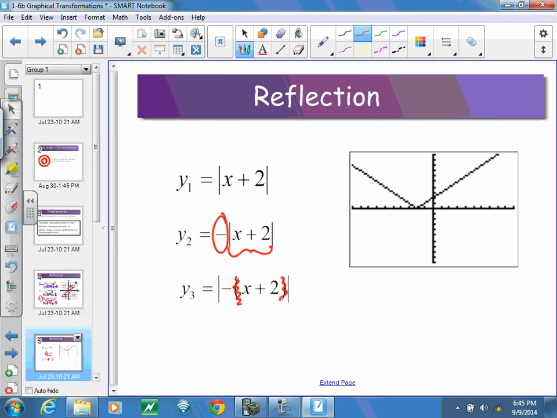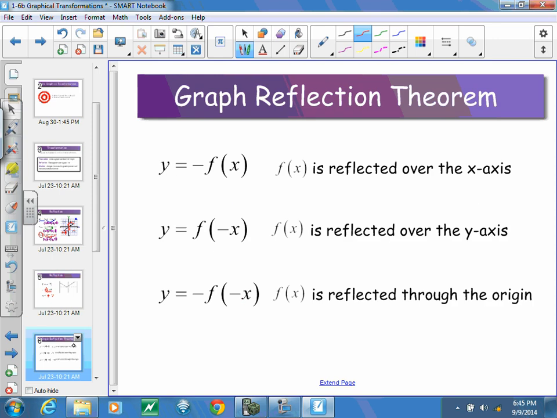So you have inside and outside change that are taking place. When you have an outside change, so you have a negative f of x, you are going to reflect that graph over the x-axis. When you have an inside change, and that means taking the x that's inside your function and making it negative, you're going to end up doing a reflection over the y-axis. If you do both, so you have an outside change and an inside change, you're going to be reflecting your graph through the origin.